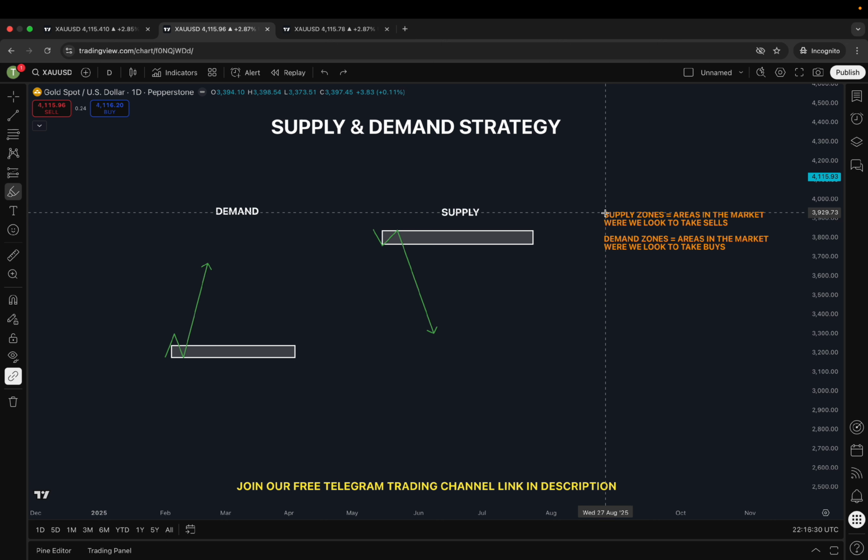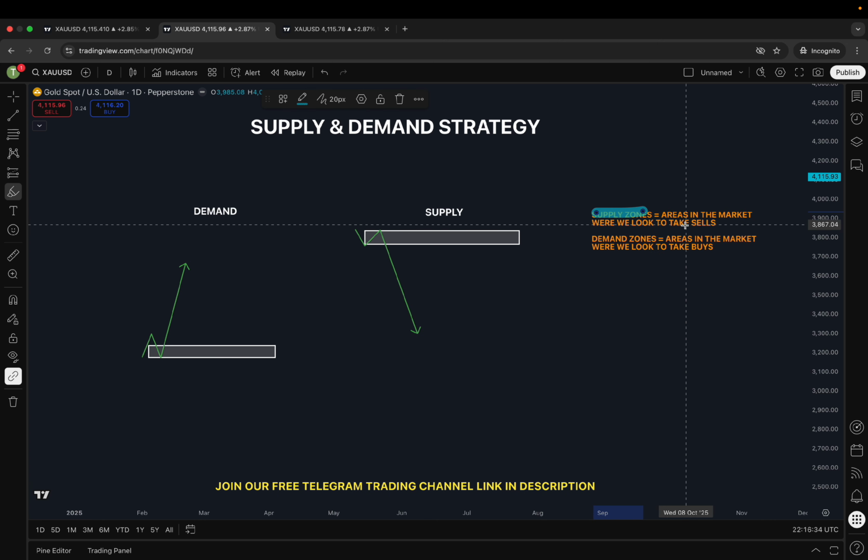So supply zones are areas in the market where people look to take sell positions, and demand zones are areas in the market where we look to take buy positions. Now, what is a demand zone? I'm going to explain further in this diagram. In order to identify a demand zone on the charts, we want to look for the last down candle before the big move up.